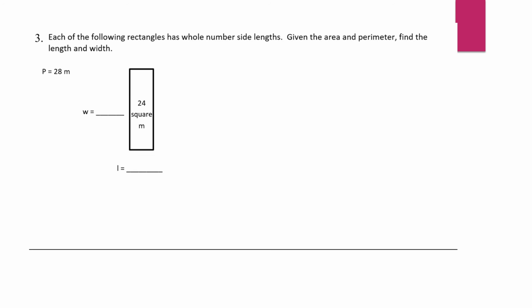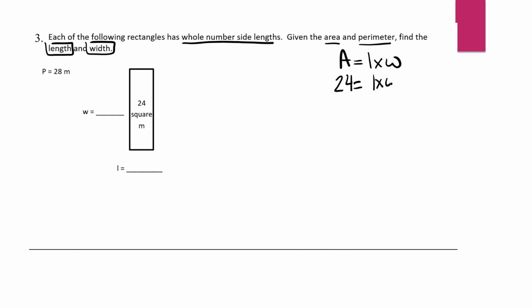Sometimes we have to use logic in order to solve a problem. This says each of the following rectangles have whole number side lengths. Given the area and perimeter, find the length and width. So we have to go backwards. I can do my area formula and fill in what I know. The area of this rectangle is 24. So I need two numbers that will equal 24, and I'll have to just use guess and check.